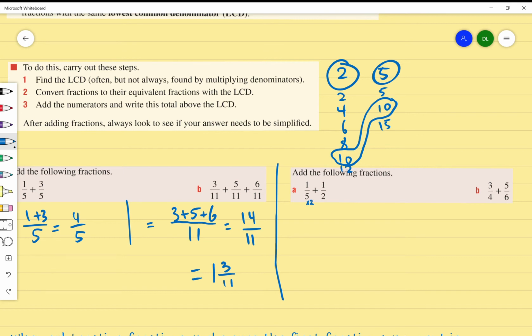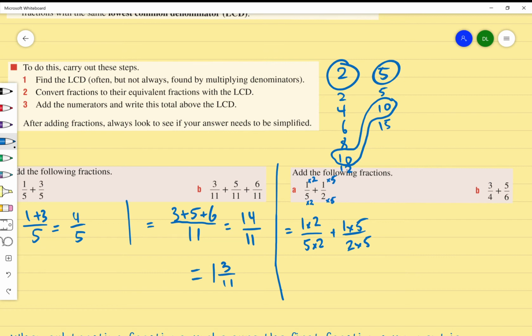And if I do it to the bottom, I have to do it to the top. So I end up with times 2 there. Now for the right hand side, I've got over 2, right? So how do I get to 10 from 2? I times by 5. And then I do the same to the top. So I actually end up with a fraction that's 1 times 2 over 5 times 2 plus 1 times 5 over 2 times 5. Okay?